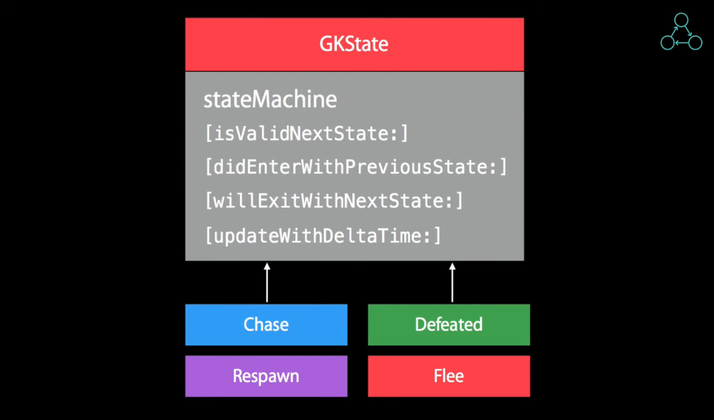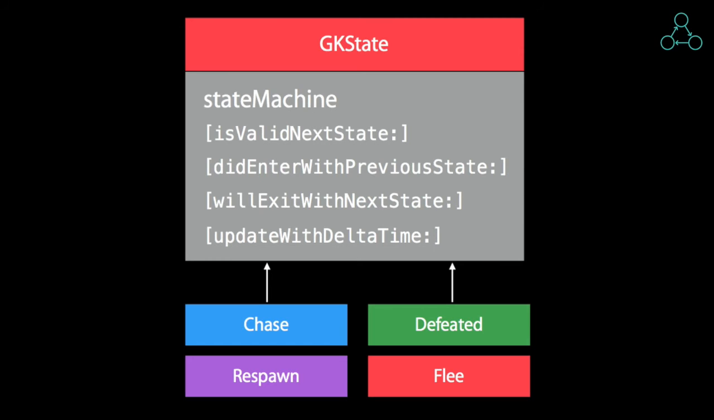Usually your game will have one single GKStateMachine, and the state machine will handle going in and out of various states. When you are designing a state, what you need to have is the possible states from this current state. That is provided by implementing the method isValidNextState. Here, you specify a list of valid next states coming out of this state. For example, if you're implementing respawn, your potential valid next states could be chase and maybe flee.